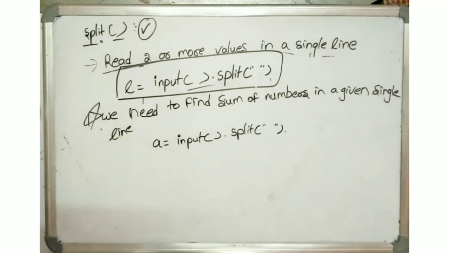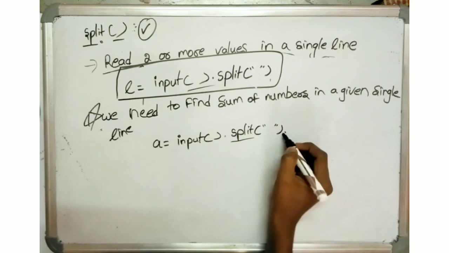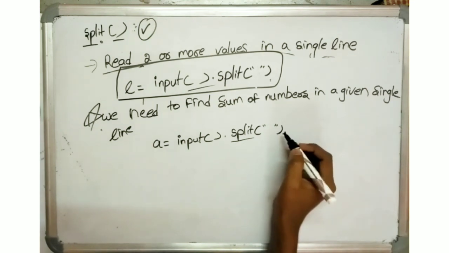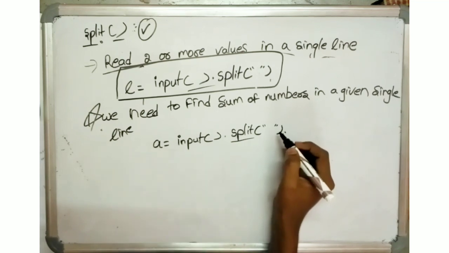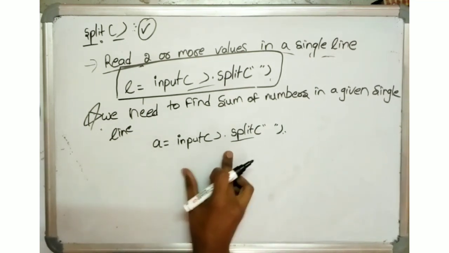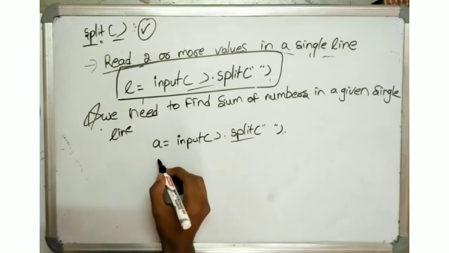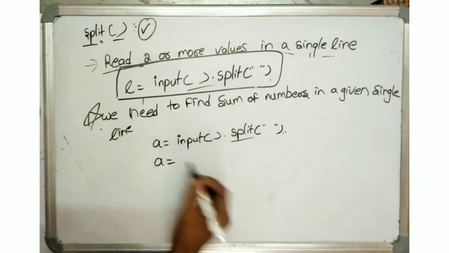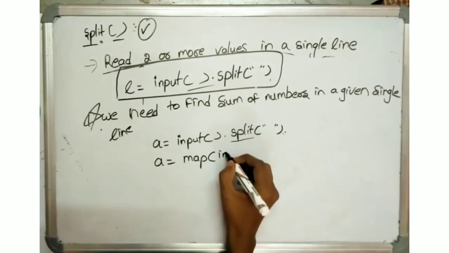Okay. What I said, the split function is only usable for strings. We can't perform sum of numbers using strings. So what we need to do? We need to convert every value in the list into integer. This can also be done using another function. Let a is equal to map of int comma a.